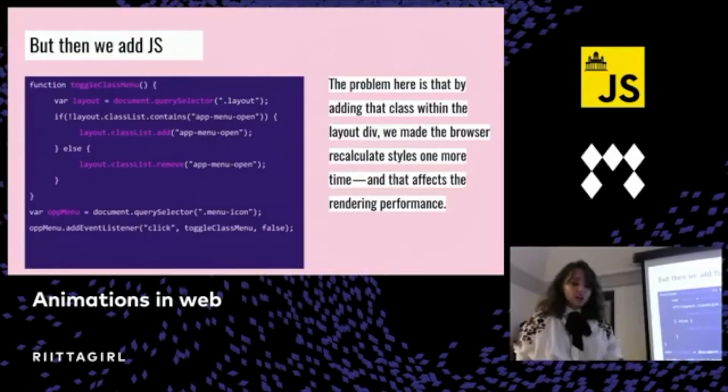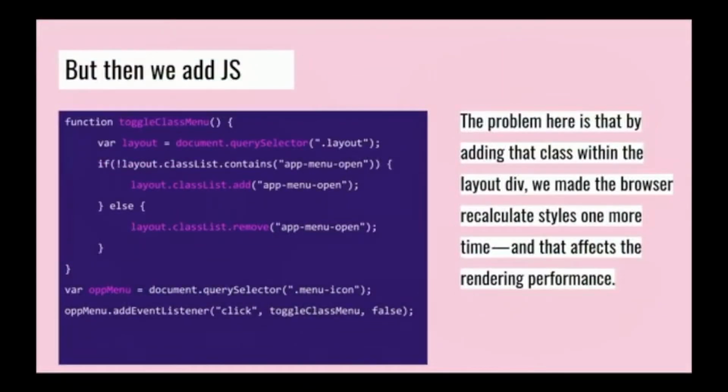But then we add JS, and that's pretty much in every project, we have to create this button thingy that is going to trigger our app menu button, right? So we're going to add those layout, different styles, different classes, basically. I think it looks familiar to most of you. That's pretty much how you would do the menu, right? The problem is that we made the browser recalculate the styles again.